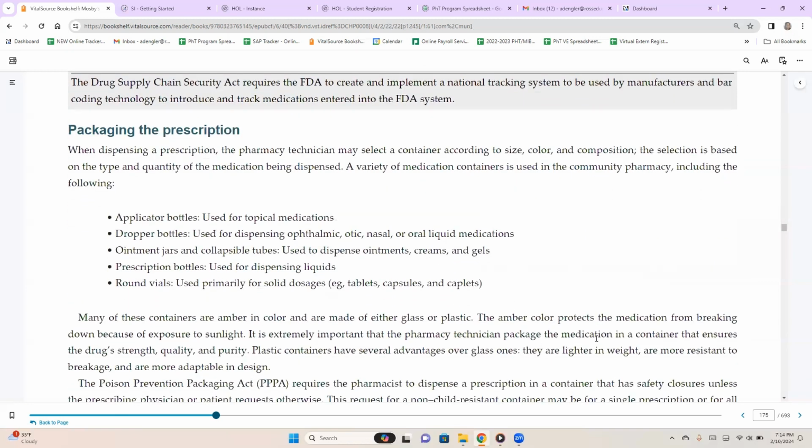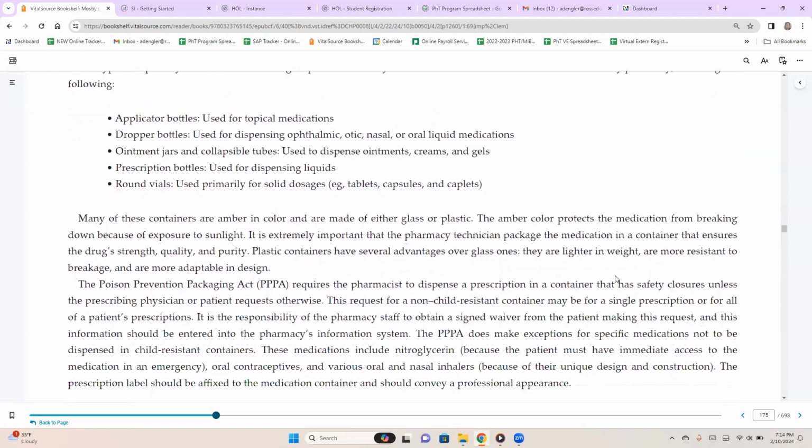When dispensing a prescription, the pharmacy technician may select a container according to size, color, and composition. The selection is based on the type and quantity of the medication being dispensed. So, at some of the higher chain pharmacies like Walgreens, which you'll hear me talk about a lot because that's where I started in my pharmacy career, they have it where it tells you on the thing you're filling what to use and what size bottle to use. So you might dispense in an applicator bottle for topical medications, dropper bottles, ointment jars, collapsible tubes, prescription bottles, liquid prescription bottles, round vials, things of that nature.